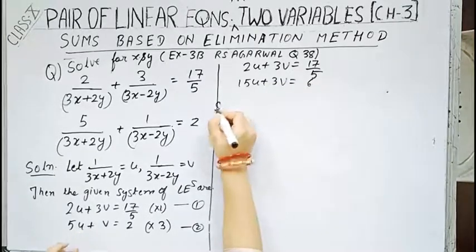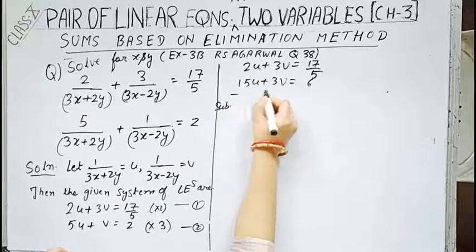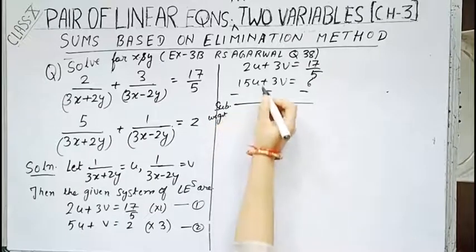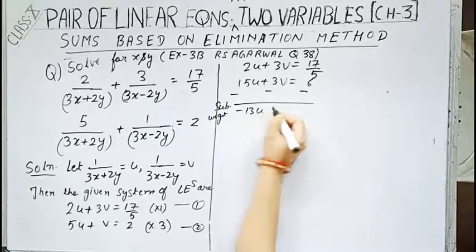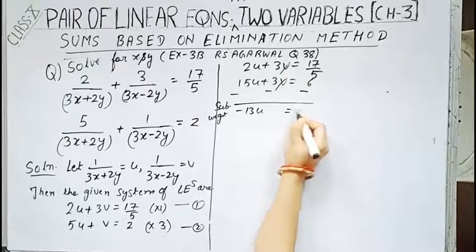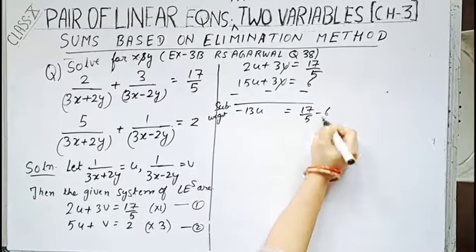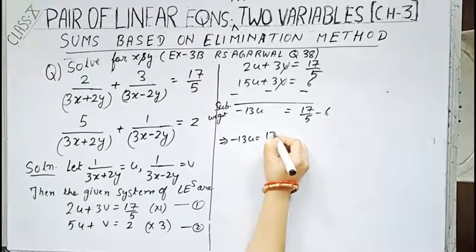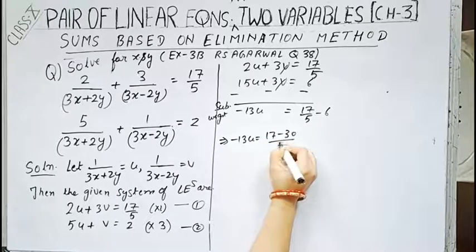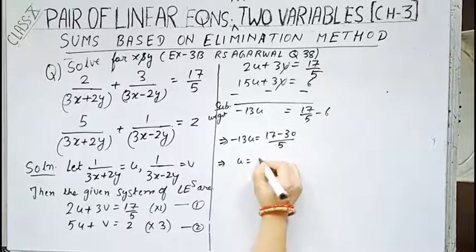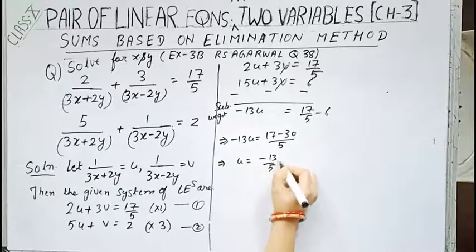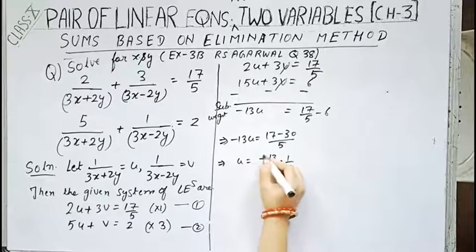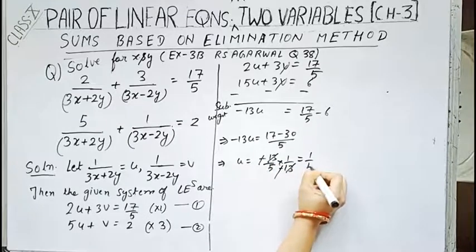Now subtracting, change the sign, subtracting, we get minus 13u equals 17 by 5 minus 6. This implies minus 13u equals (17 minus 30) by 5. This implies u equals minus 13 by 5 into 1 by 13 with minus sign. So this minus, this 13 cancels. So the answer is u equals 1 by 5.